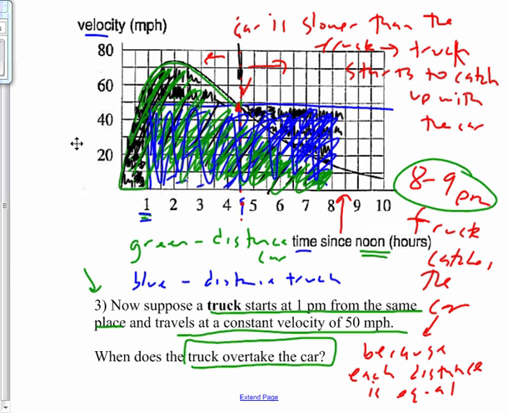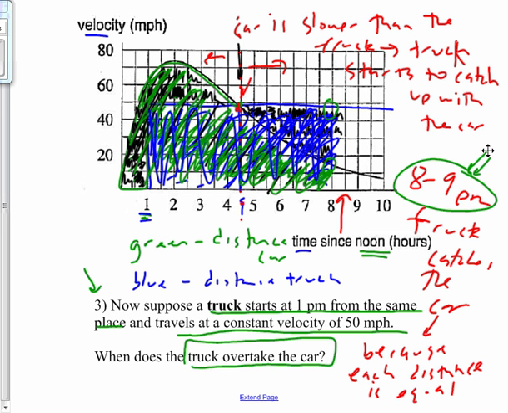So we have this kind of ugly approach to matching areas, but essentially we wanted to know at which point was that blue area equal to the total green area, because at that point the car and the truck have traveled the exact same distance, are at the same place. And after that point, the truck will overtake the car because between 8 and 9 p.m., which is when they have the same distance, the truck's velocity is significantly faster than the car's velocity.